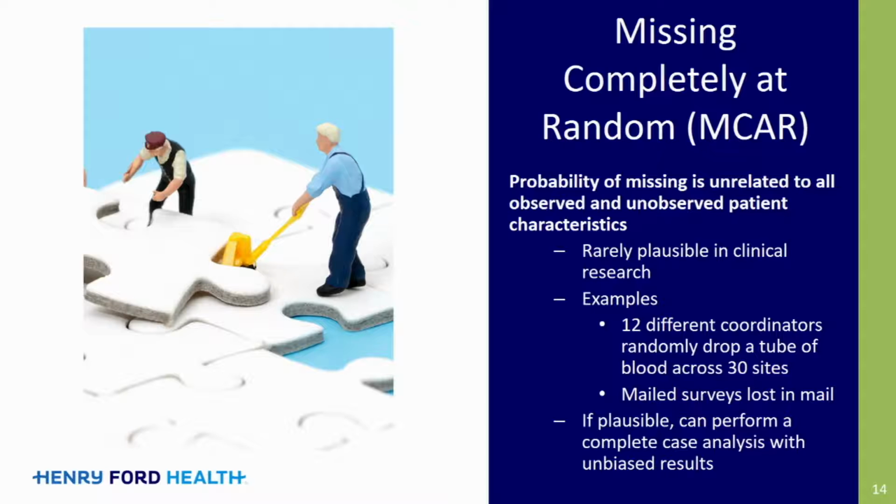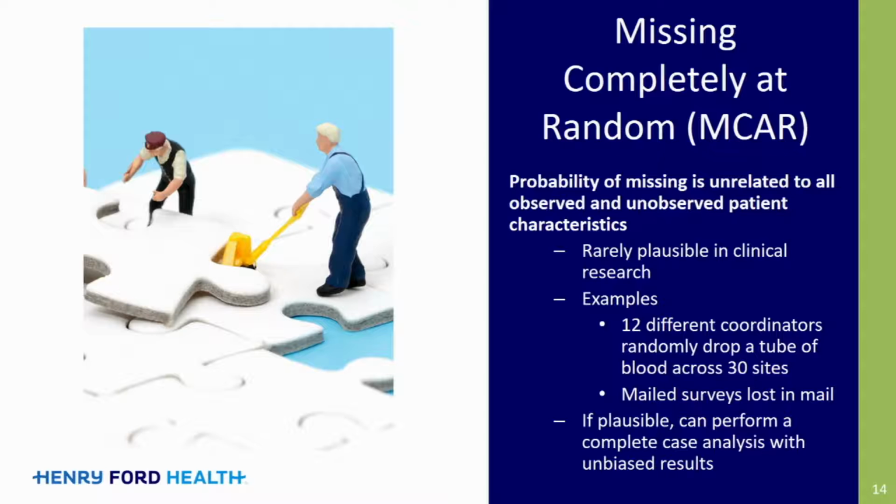One example might be, you're collecting biomarkers as an outcome for patients in a study, and one of your research coordinators slips on a banana while going to spin the blood, and the blood spills on the floor. That's completely at random. Similar thing, maybe you've sent surveys out in the mail, and the U.S. Post Office lost three of the surveys you sent. So these are completely random events.